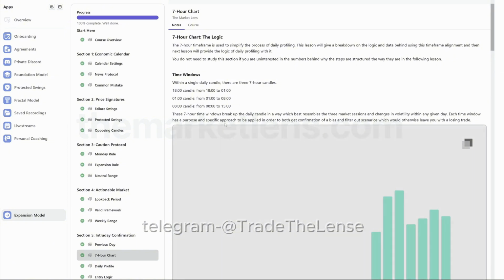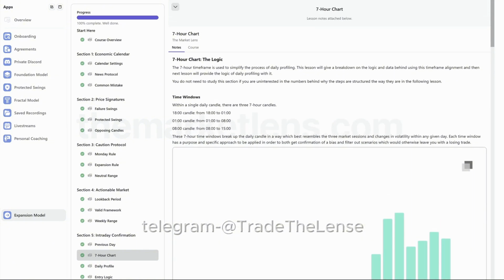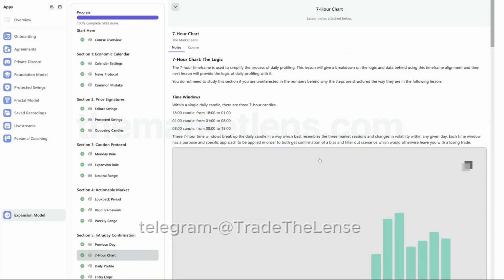So the first candle, I'm going to be referencing this as the 18 candle. This is what some would consider Asia session. So from 18, these are Eastern Standard, 18 to 1 o'clock. The 1 o'clock candle, which is what people would consider London session, 1 o'clock to 8. And then 8 o'clock is the New York session, 8 o'clock to 15, which is basically the close.